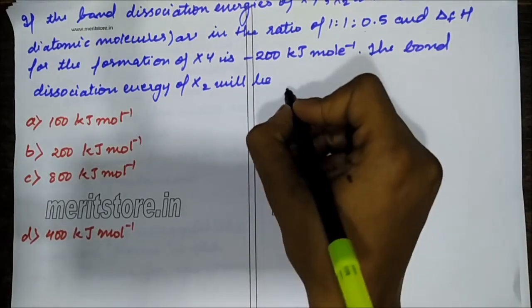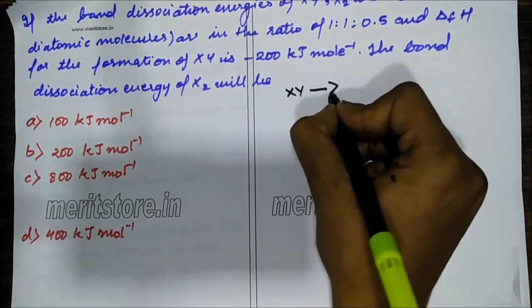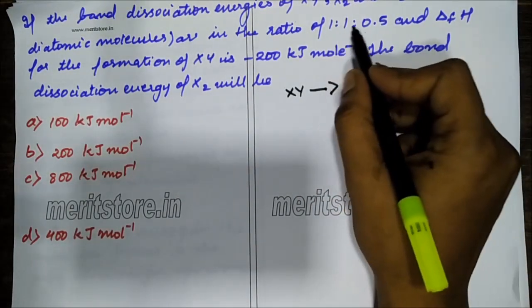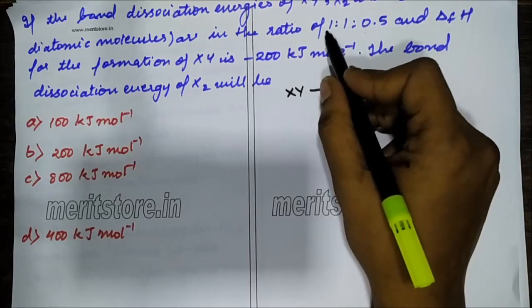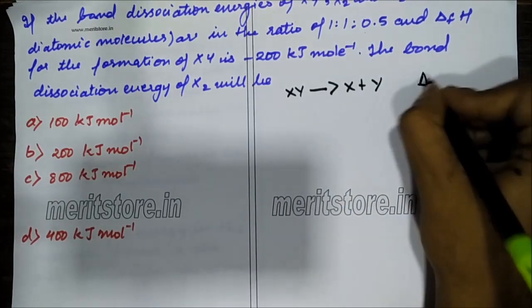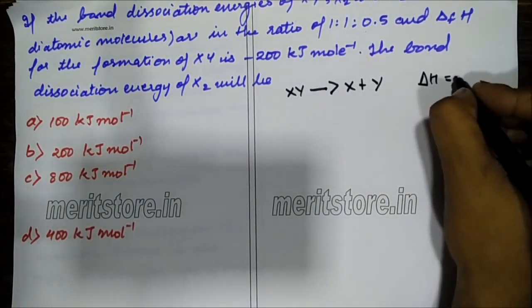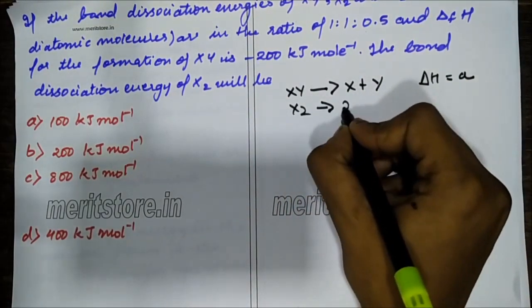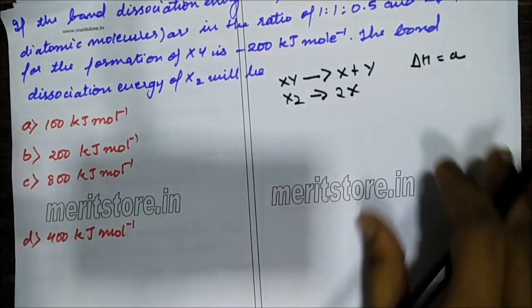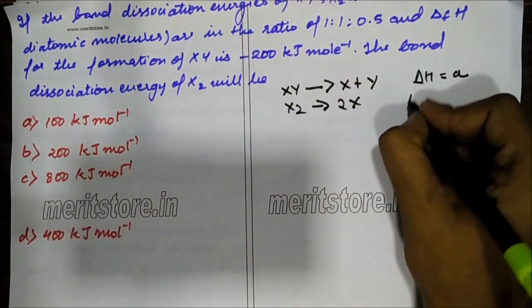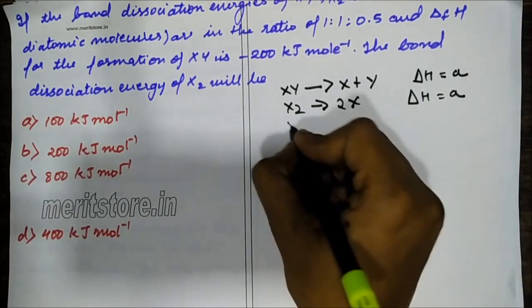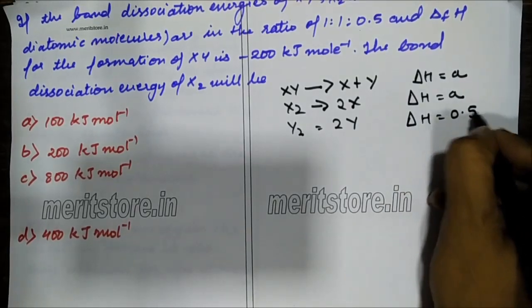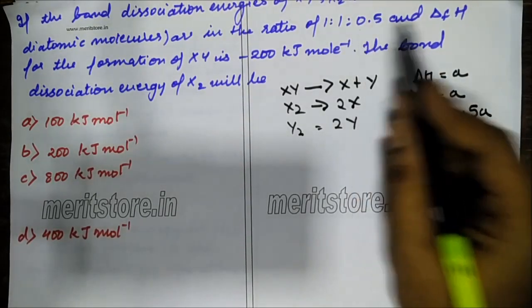So let us first write down the dissociation of each molecule. XY would be dissociating as X plus Y. Since it is given in the ratio, let's say the common multiple is A. So the enthalpy change for this reaction, delta H, would be 1A. Then X2 would be dissociating as 2X. Again it is 1 only, so since we have taken the common multiple as A, delta H will be A. And for Y2, it is 2Y, and again delta H will be 0.5A, since the values are given in ratio and we have taken the common multiple as A.